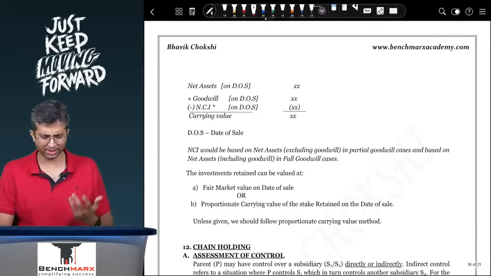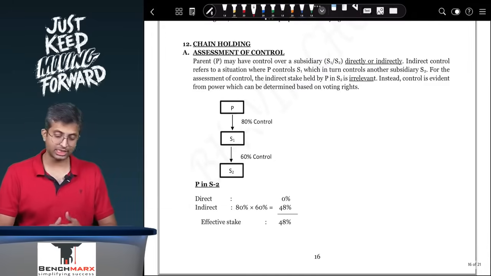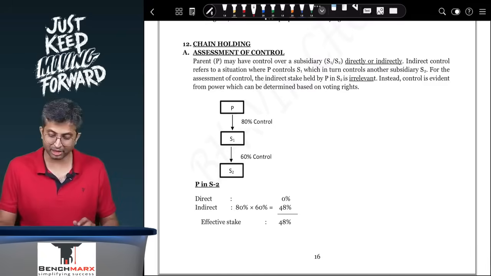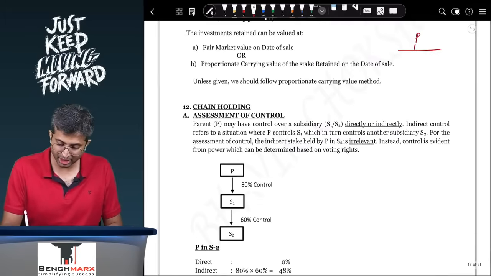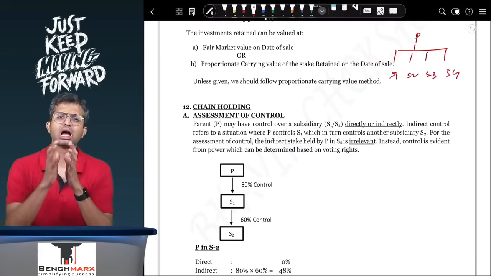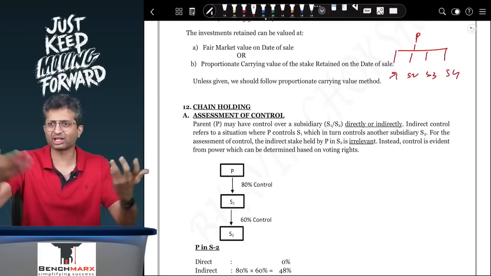So you can do some practice over here. The next thing which is extremely important, I would say, is chain holding. Now, what do you mean by chain holding and what do you mean by parallel stake? Parallel stake is the case where there is P, and P has multiple subsidiaries, S1, S2, S3, S4 maybe, but all of these are held by P. In which case, it is the same sum that we do, just that there are multiple subsidiaries.